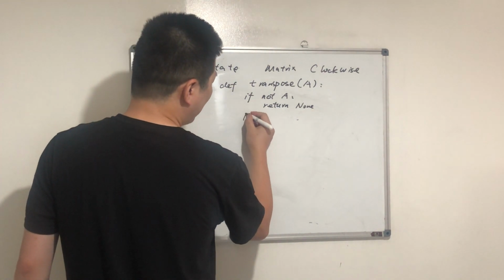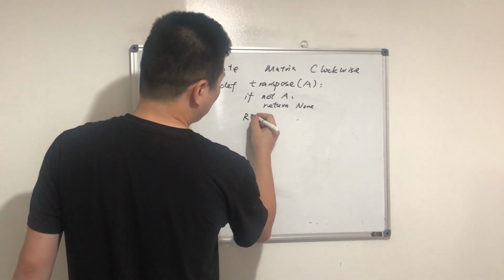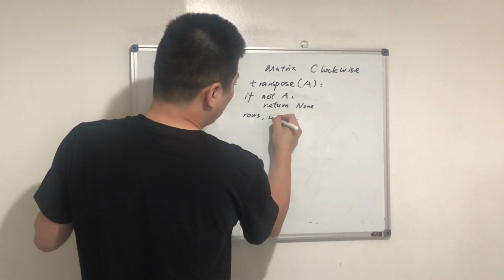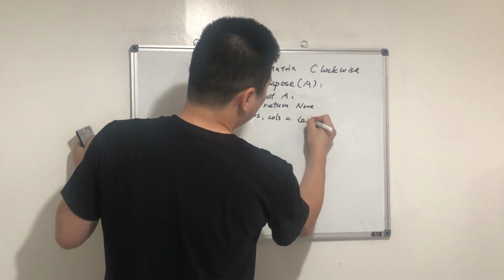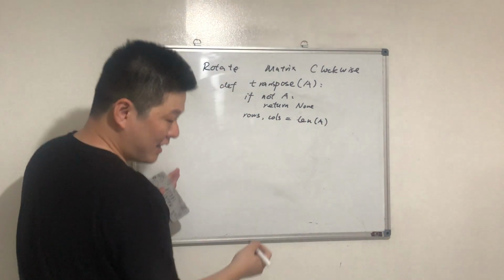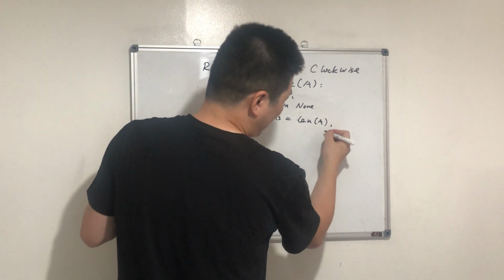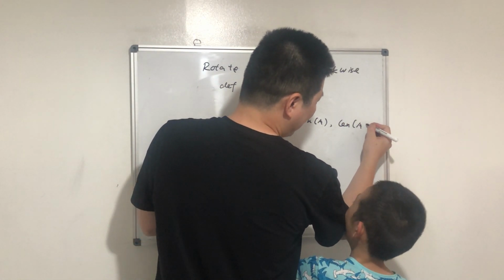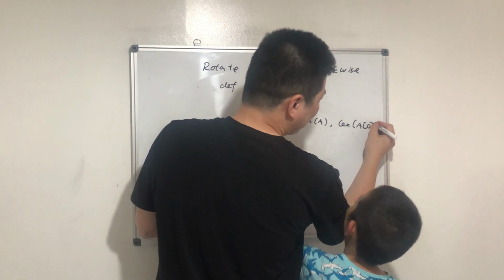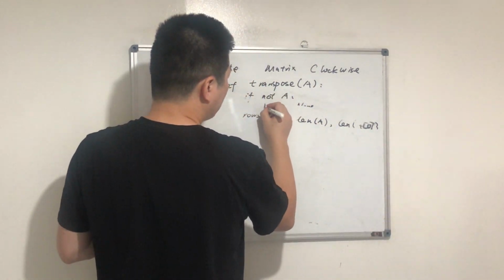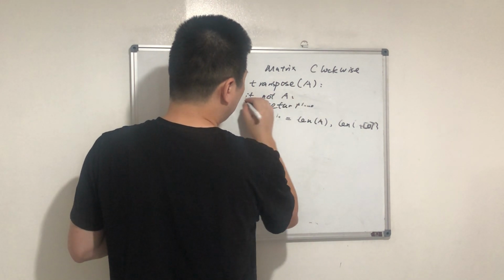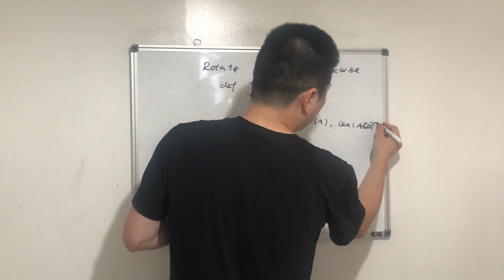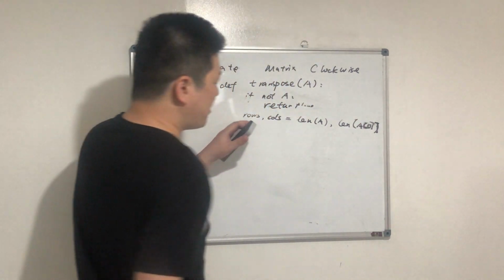And then we need to find the rows first. Rows and columns: rows equals length of A. That's the rows. And columns, what's the length? How do you write the columns? Length of A0, the first row. So now we've got the rows and columns.